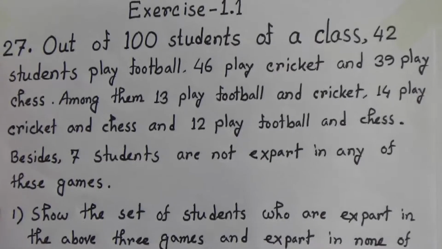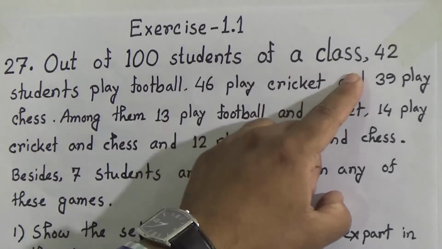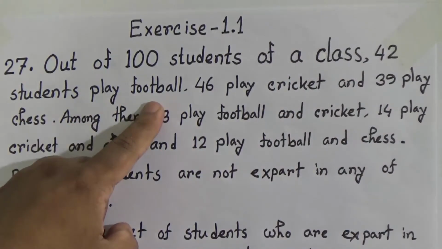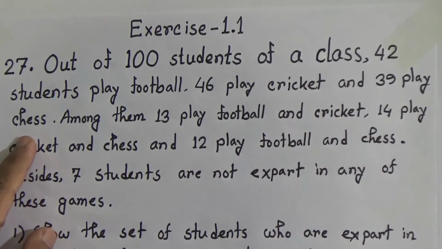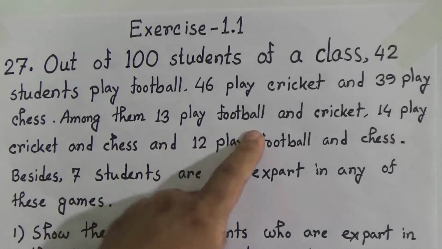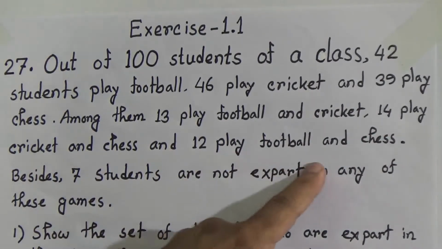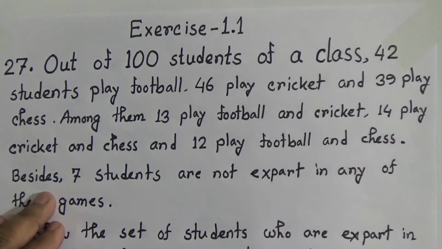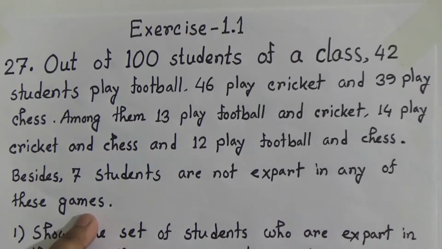It is a creative question and the question stem is this one. Out of 100 students of a class, 42 students play football, 46 play cricket and 39 play chess. Among them, 13 play football and cricket, 14 play cricket and chess, and 12 play football and chess. Besides, 7 students are not expert in any of these games. That means we have 100 students but 7 students are not expert in any of these 3 games.